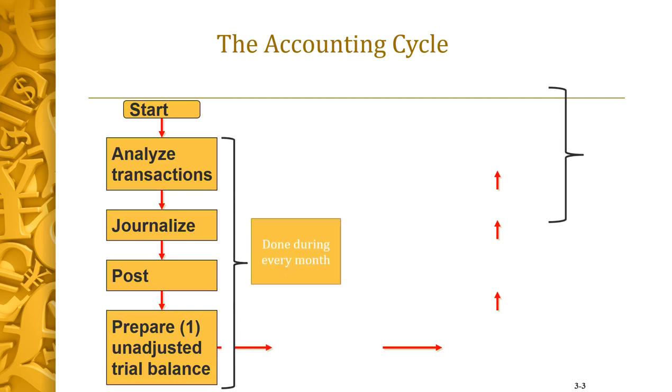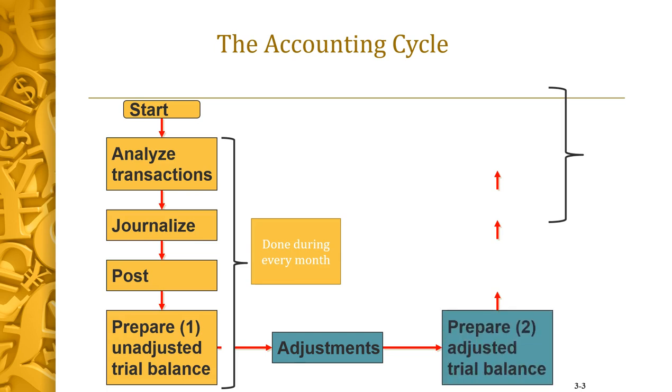Now what we're going to talk about, and this is done all during the month, and remember we are posting in chronological order, and then at the end of each month what we do is what we call adjustments. And once we make these adjustments, we can prepare our second trial balance called the adjusted trial balance. This is the only one that you can prepare financial statements from.